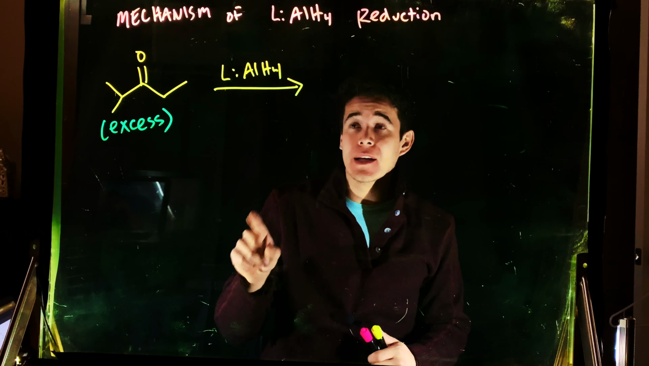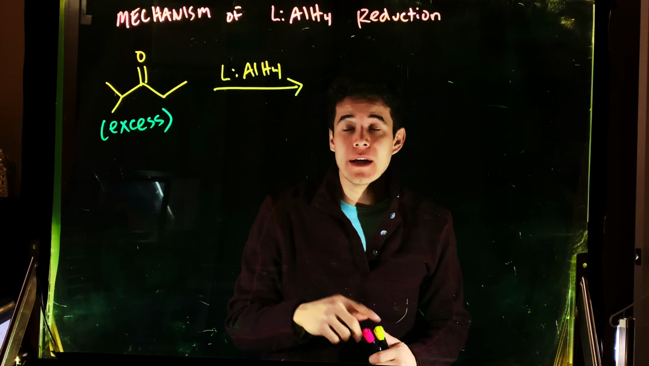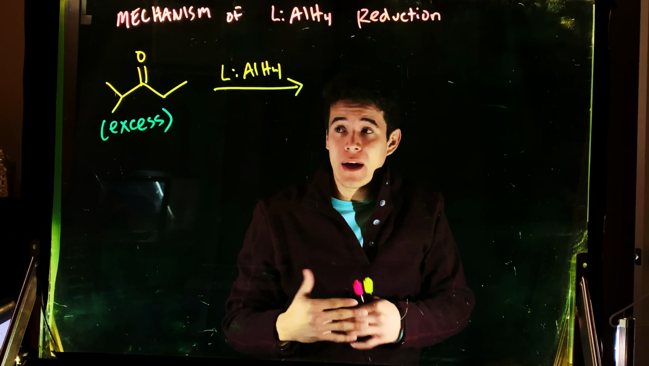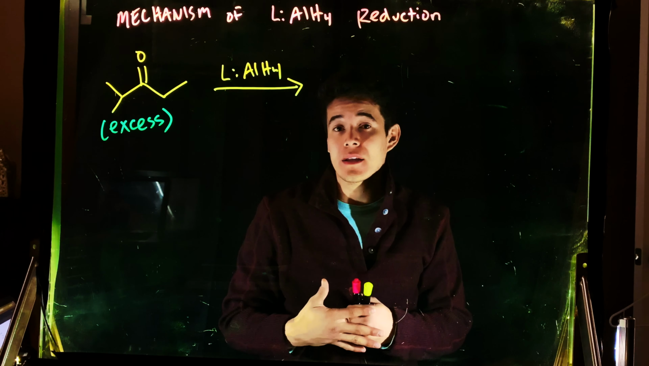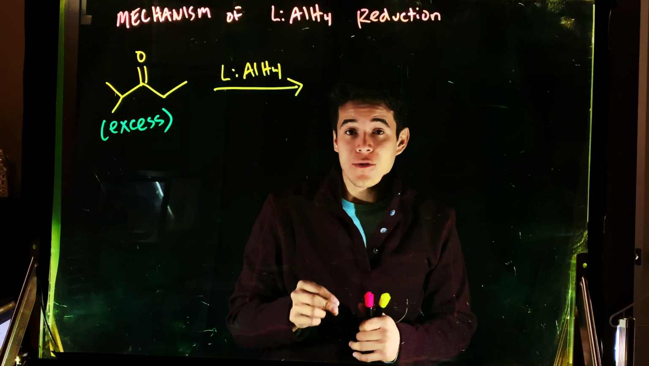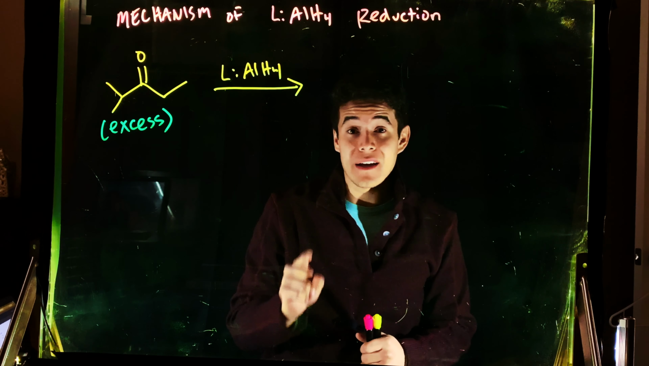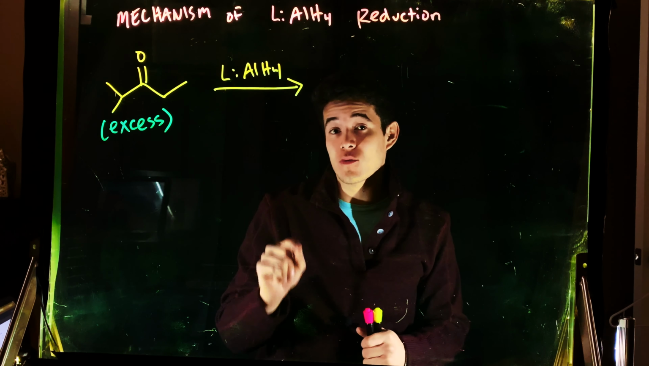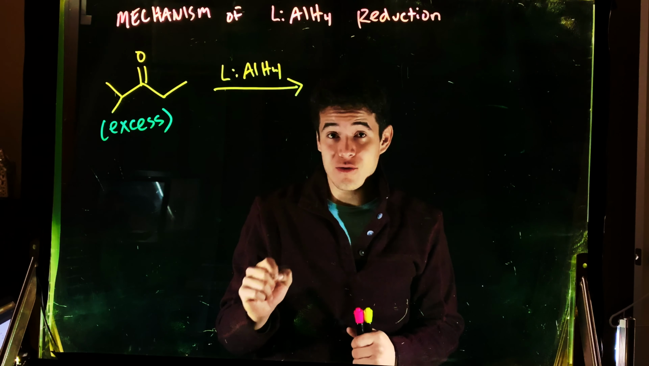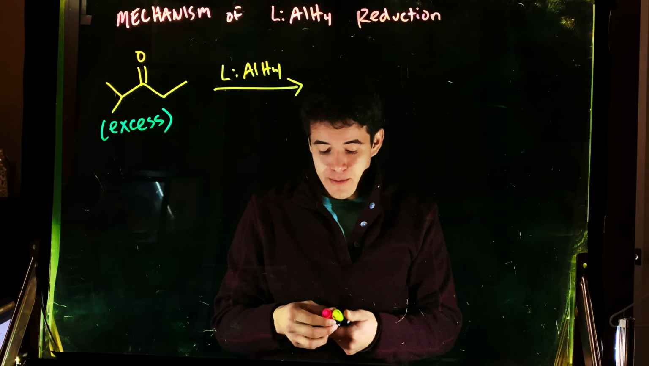Today we're going to be talking about the mechanism of LiAlH4, lithium aluminum hydride, and we're going to walk through it together, okay? So in the previous video I showed you reductions with NaBH4 and LiAlH4. The LiAlH4 is a little bit more complicated than the NaBH4, and that's exactly why the LiAlH4 is a stronger reducing agent. NaBH4 is not as strong of a reducing agent, okay? So let's go ahead and jump into it.